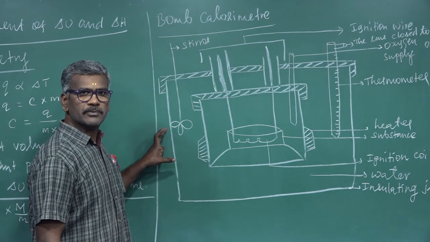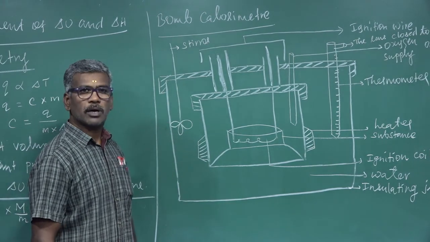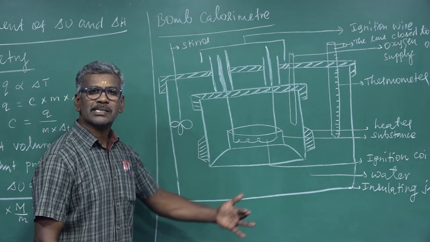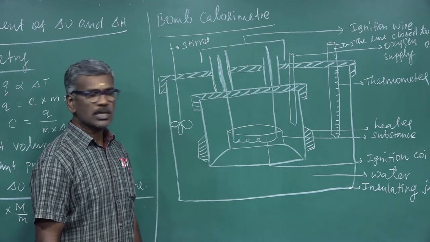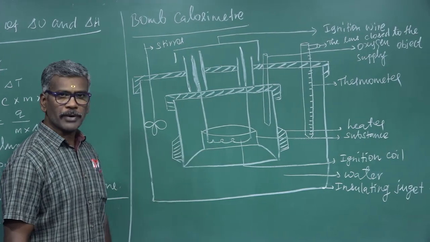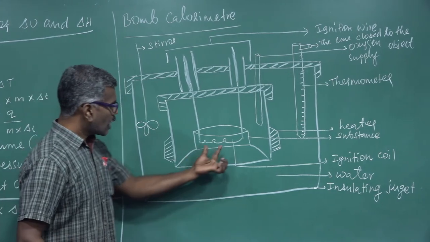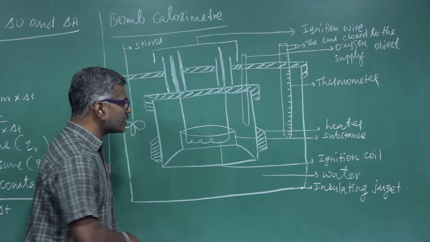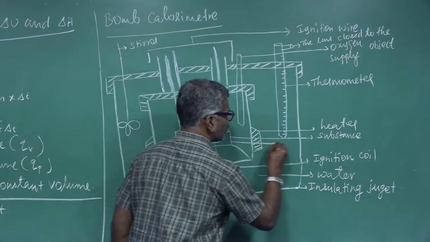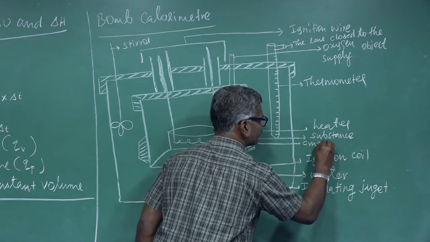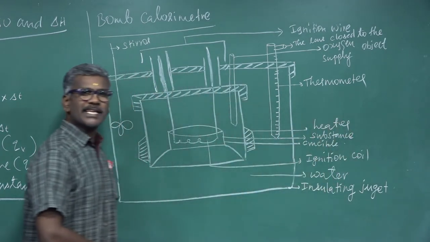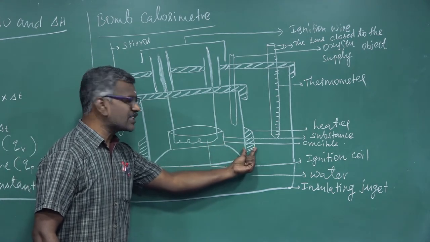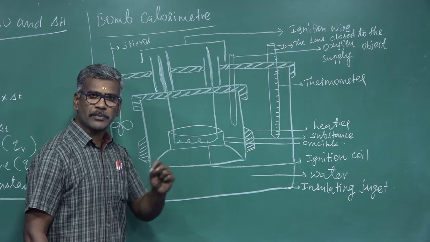This diagram is the best example of the bomb calorimeter. It is used to determine the amount of heat released in the combustion reaction. We are going to explain it one by one. Point number one: the weighed substance is taken in the crucible. This is a crucible. It is made of platinum and copper and connected with the electrical heater.